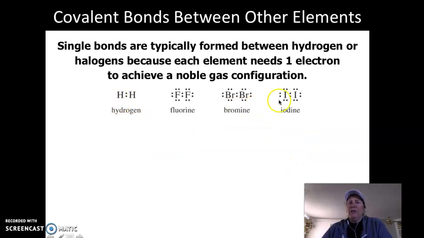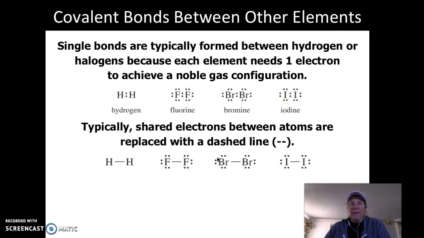And here's your diatomic elements. We talked about them before: hydrogen, fluorine, bromine, and iodine. They stick together, okay? So by sharing electrons, they end up with their 8, okay? And again, that's why we have a lot of diatomic elements, okay?